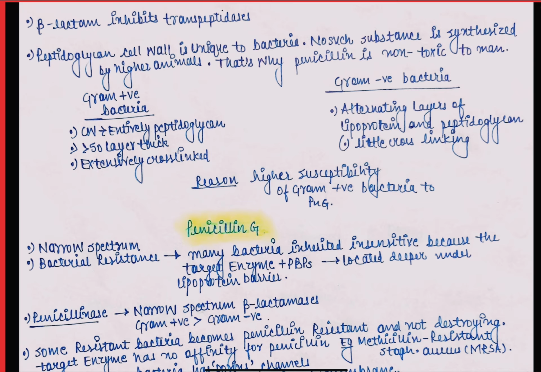So beta-lactam inhibits transpeptidases. The peptidoglycan cell wall is unique to bacteria because there is no such other substance which is synthesized by higher animals. That's why penicillin is non-toxic to man.